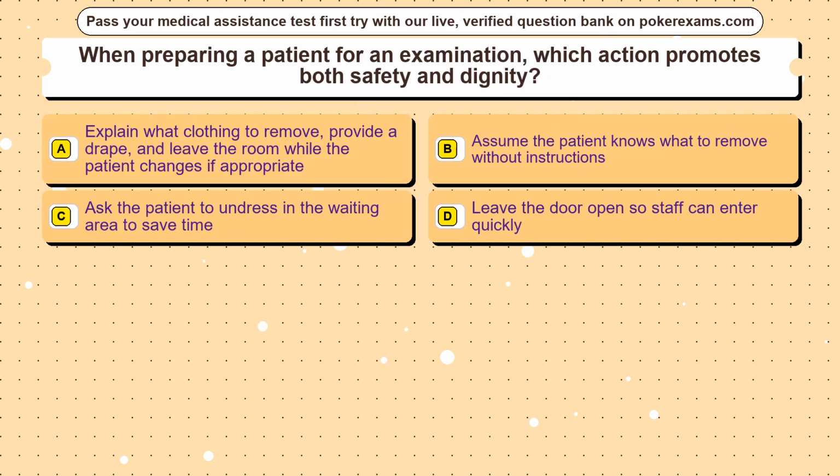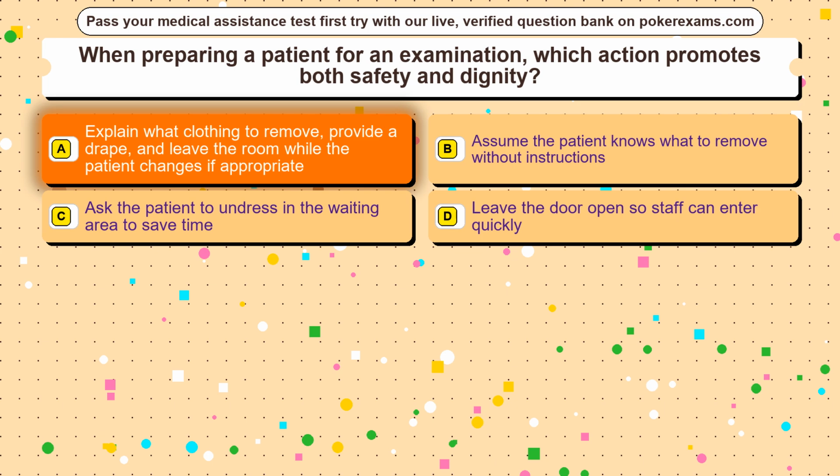Question 28. When preparing a patient for an examination, which action promotes both safety and dignity? Option A. Explain what clothing to remove, provide a drape, and leave the room while the patient changes if appropriate. Option B. Assume the patient knows what to remove without instructions. Option C. Ask the patient to undress in the waiting area to save time. Option D. Leave the door open so staff can enter quickly.